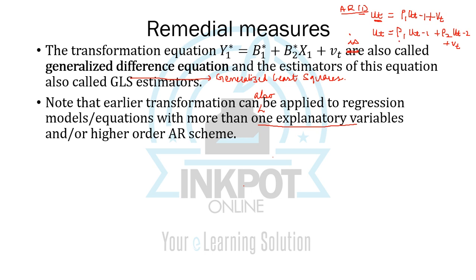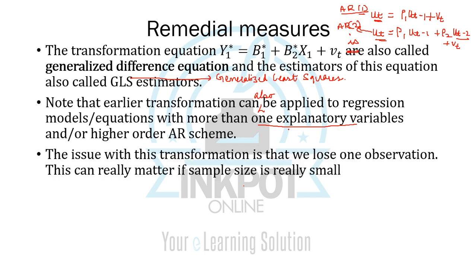Remember, now we're going as far as the second lag of this residual term, and we have these two parameters to be estimated in this model. So we can proceed to higher order AR models as well. We'll call this AR2. Nothing stops us from estimating a model with higher order AR schemes or more than one explanatory variable. The only issue with this transformation is that we lose one observation.